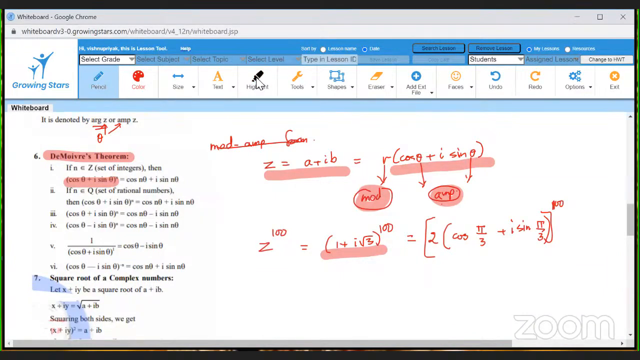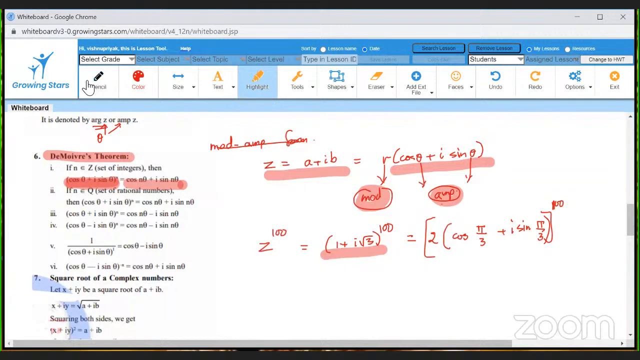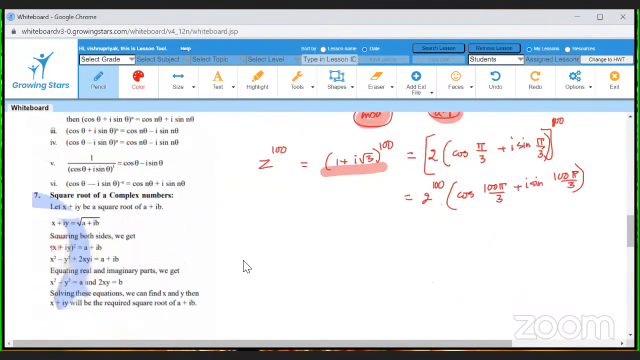How? Whenever you have (cos theta plus i sin theta) power n, you can write it as cos n theta plus i sin n theta. That means 2 power 100 will be there. You can write cos 100 pi by 3 plus i sin 100 pi by 3. Instead of multiplying 100 times, this is the easy way to write the answer.